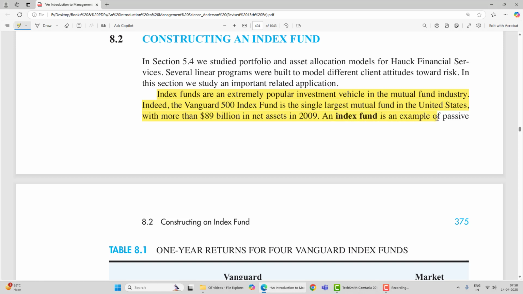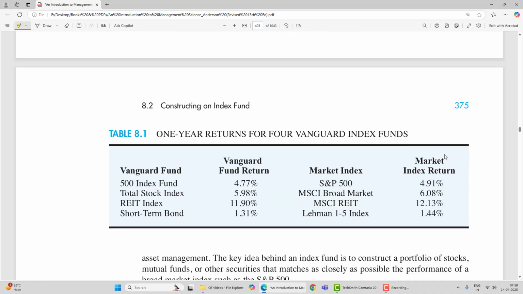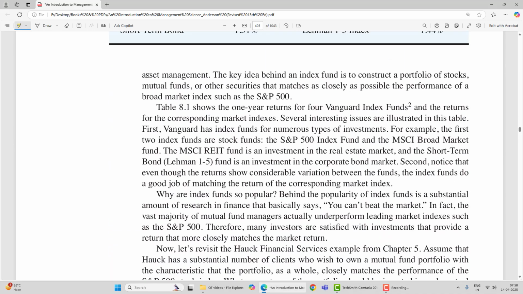An index fund is an example of passive asset management. The key idea behind an index fund is to construct a portfolio of stocks, mutual funds or other securities that matches as closely as possible the performance of a broad market index such as the S&P 500.